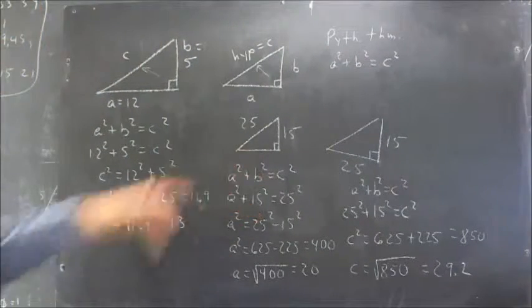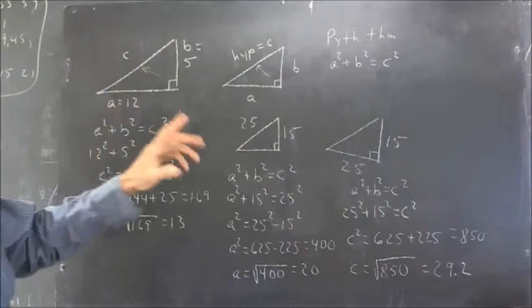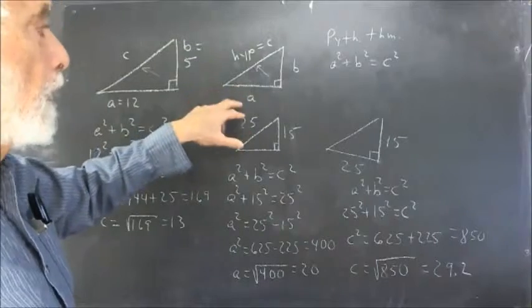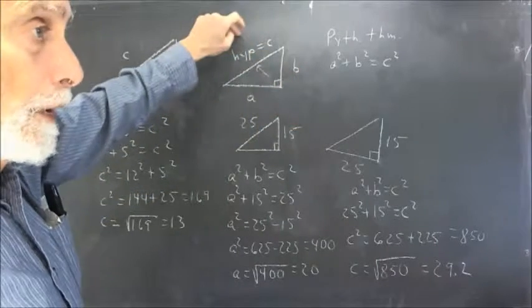The thing you need to understand is, again, that the hypotenuse is opposite the right angle, and be very careful of whether you're talking about a leg or a hypotenuse.